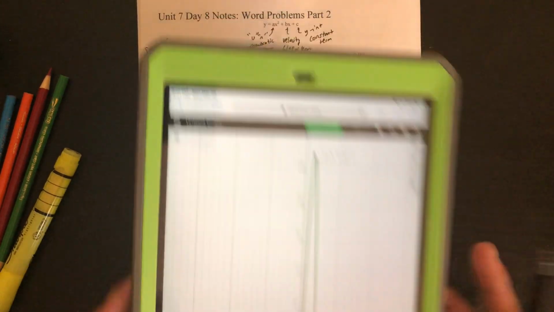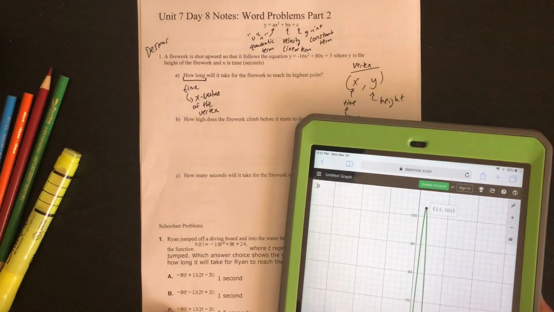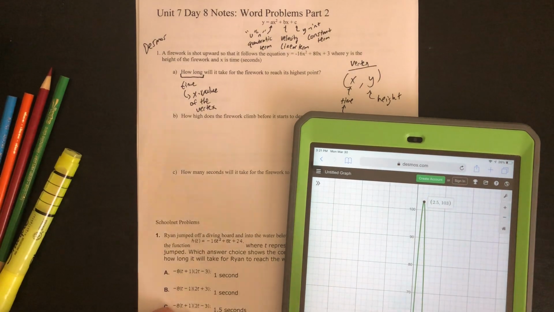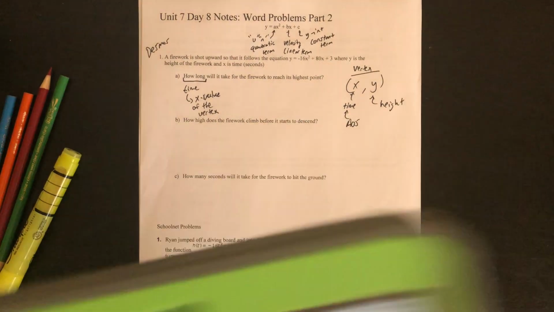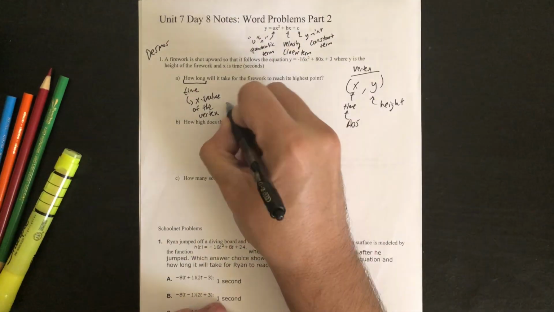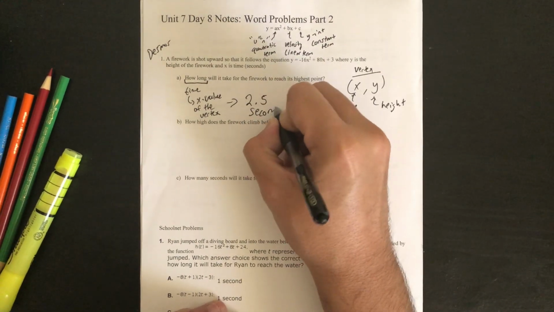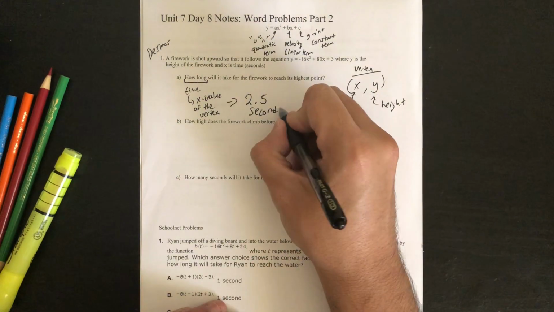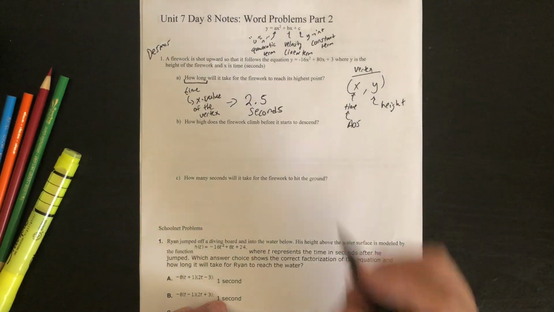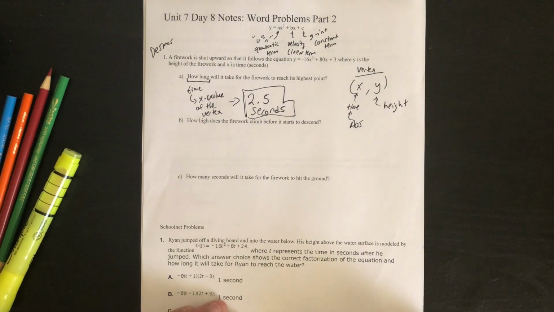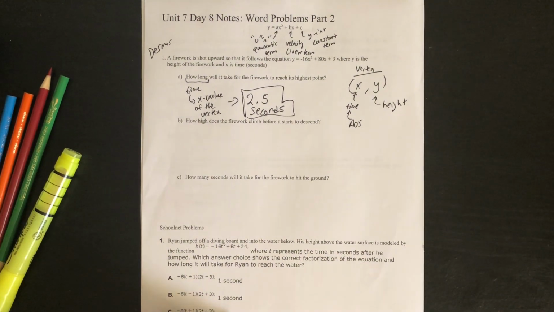And if we go back to question A, it's asking me to find the x value of the vertex because that's going to tell me the time. So 2.5 is how long it took the rocket or the firework to reach its highest point. So 2.5 seconds.